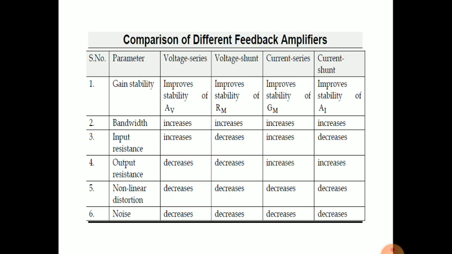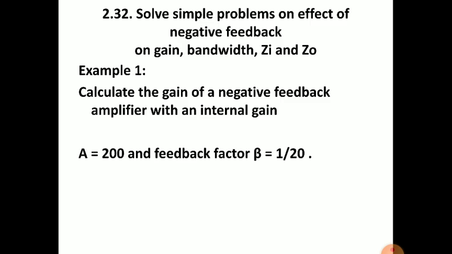Now the distortion, non-linear distortion, as we can remember from the previous slides, that is Df is equal to D by 1 plus A beta, that is distortion decreases by a factor of 1 plus A beta in the negative feedback, right? Without considering either it is voltage series, voltage shunt, current series or current shunt, the distortion will decrease. Now moving on to the next topic, noise parameter, it also decreases. So with these 6 parameters, we compare the different feedback amplifiers.